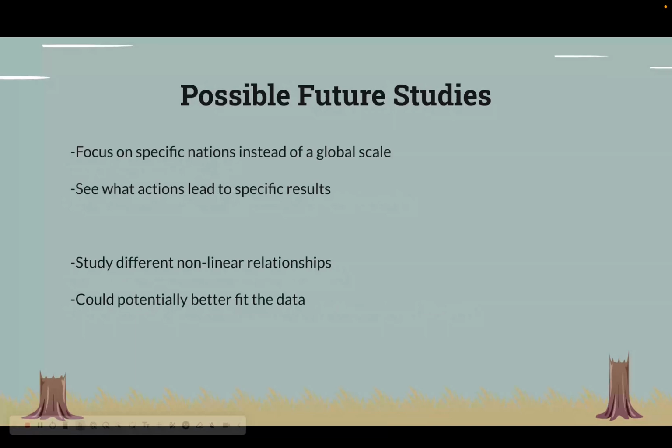Possible future studies. This study focuses on the relationship between CO2 emissions and forest area in the United States from 2000 to 2022. One possible direction for future research is to extend the study into specific countries instead of the whole world. Different nations have different environmental policies, and therefore it could lead to varying trends in the relationship between CO2 emissions and forest area. In addition, future studies could explore nonlinear relationships.